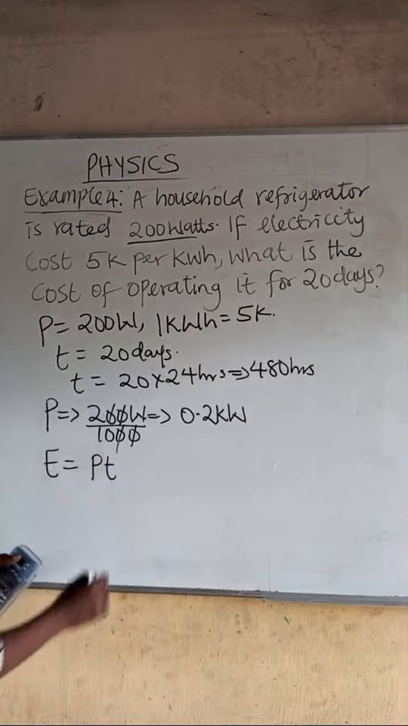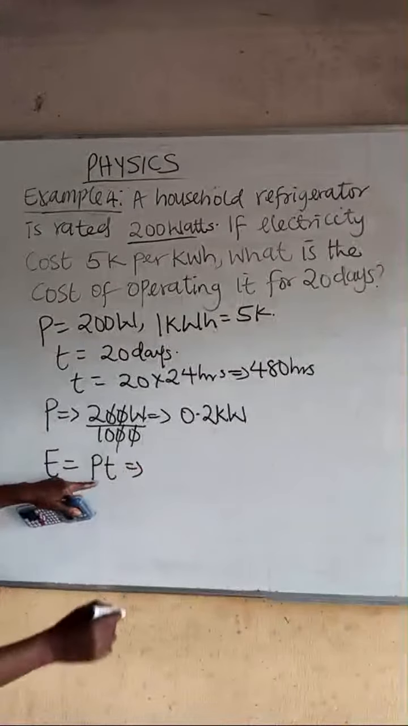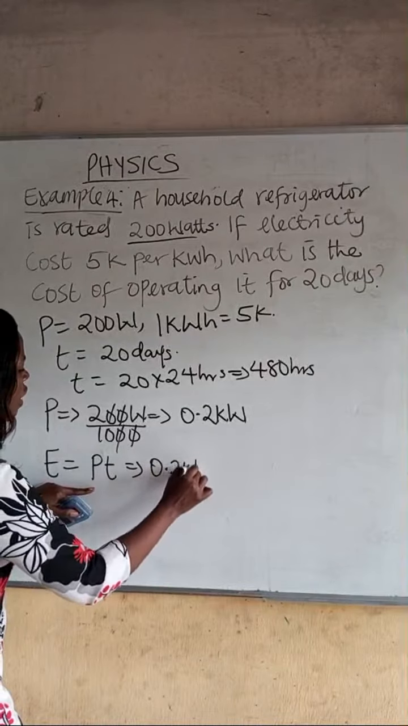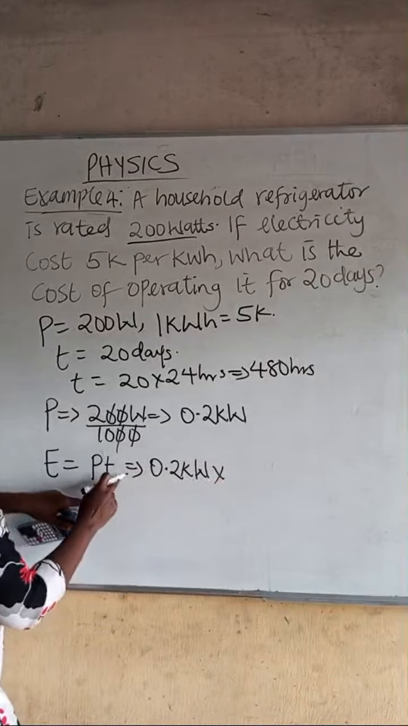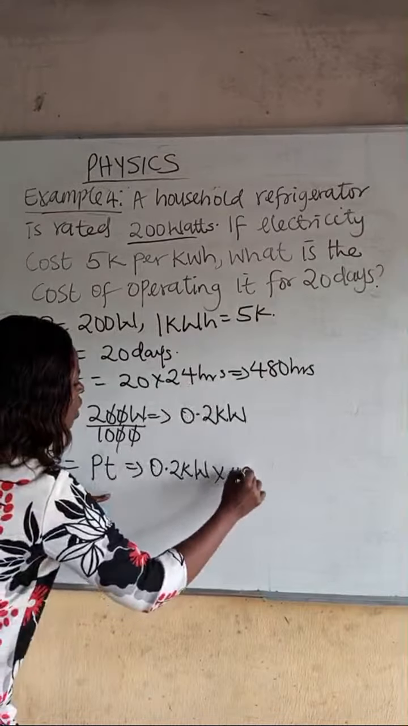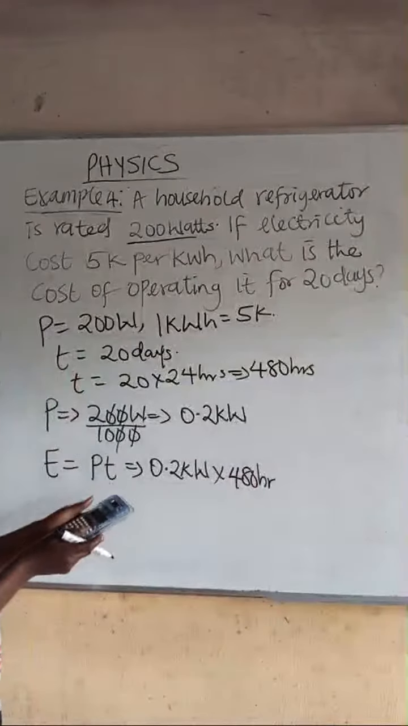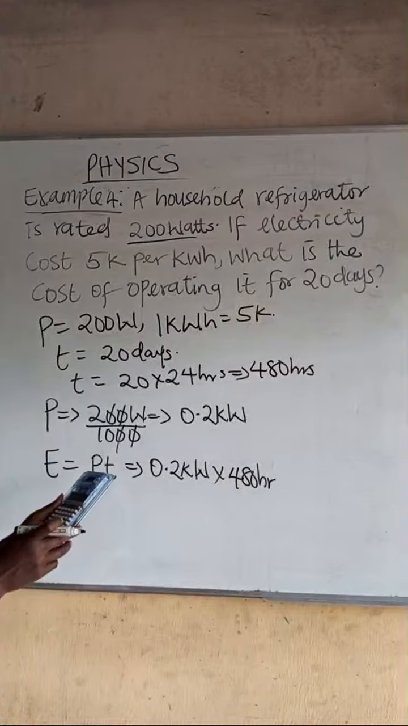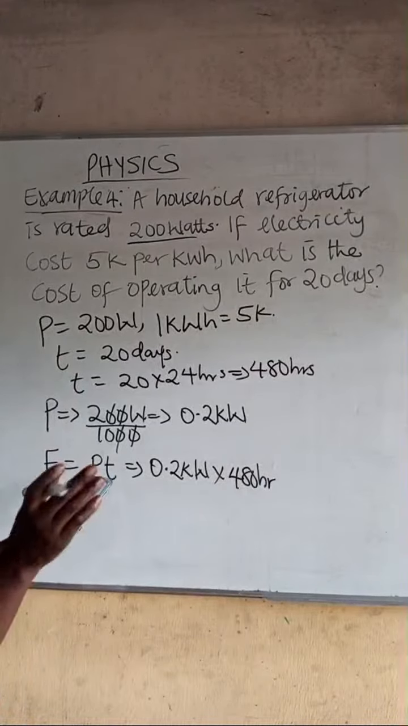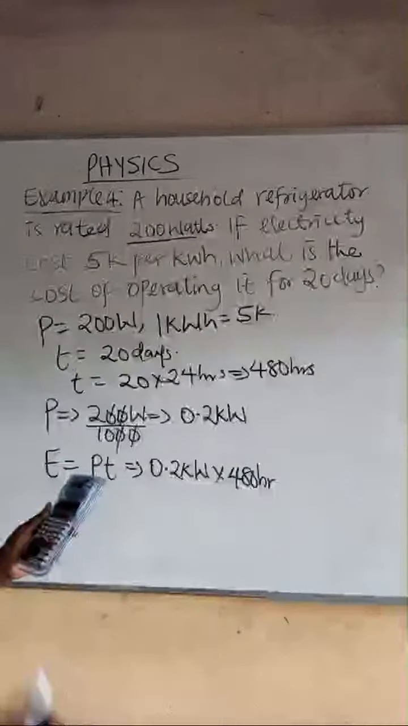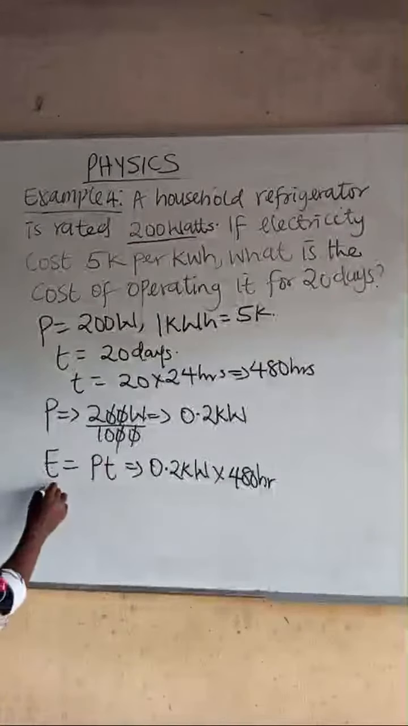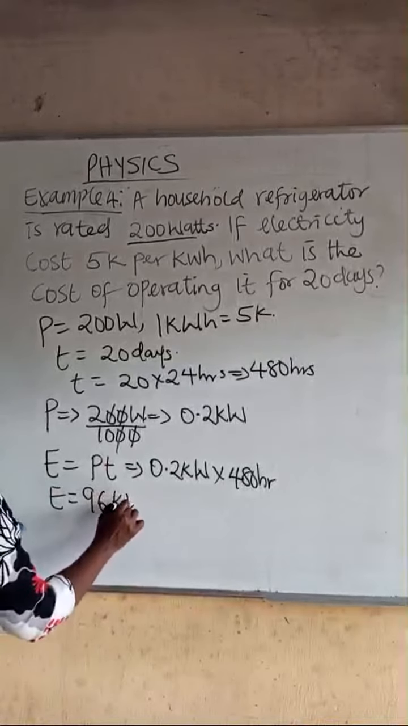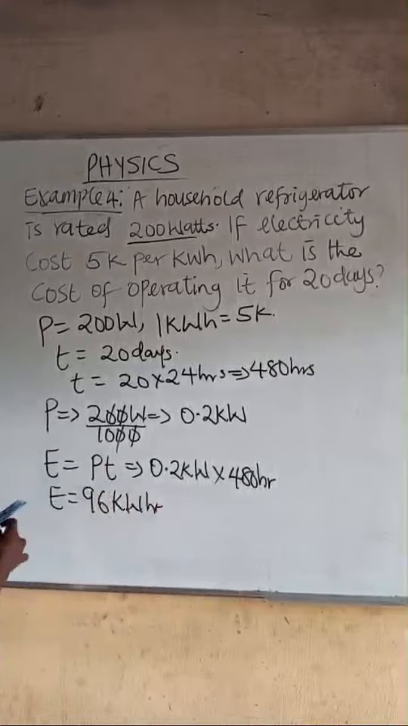Energy is power times time. What's my power? My power is 0.2 kilowatts times my time, which is 480 hours. Now let's multiply. 0.2 times 480 hours. I'm going to have 96 kilowatt hours. So my energy is equal to 96 kilowatt hours.